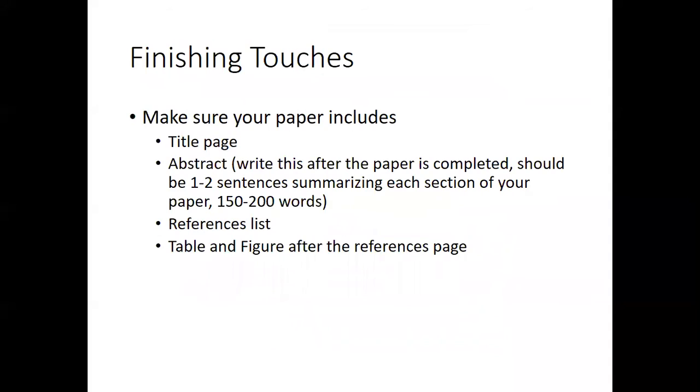Okay, so these are some things to kind of go through as a checklist before you submit your final paper. It needs a title page. It needs an abstract. I'm going to go through an example to show you how to do some of the formatting, but the abstract should be the last thing that you write. It should be basically 1 to 2 sentences summarizing each section of your paper. So 1 to 2 sentences on your introduction, method, results, and discussion, total of about 150 to 200 words.